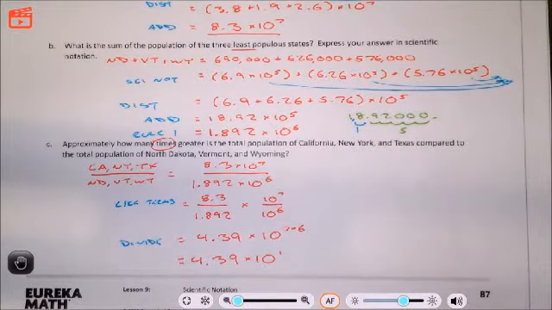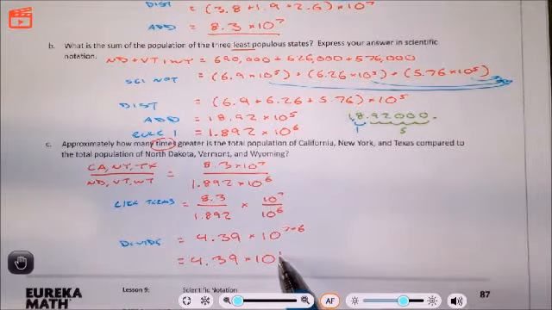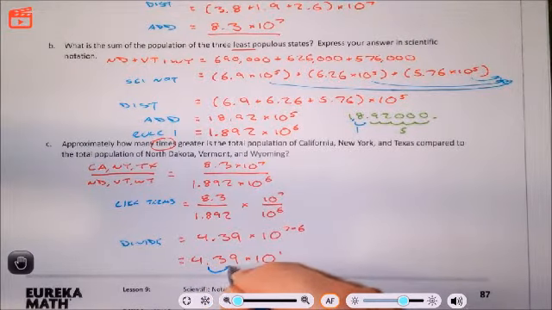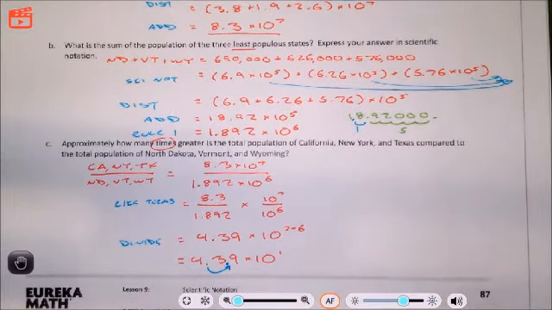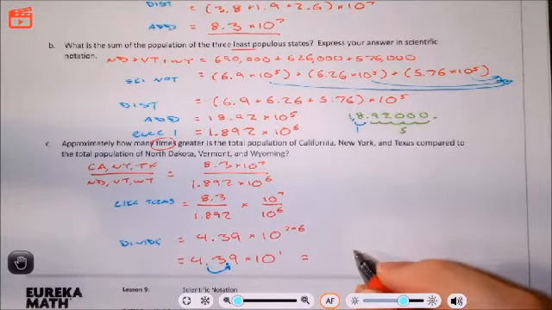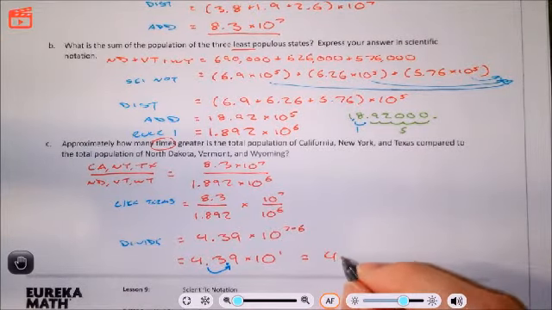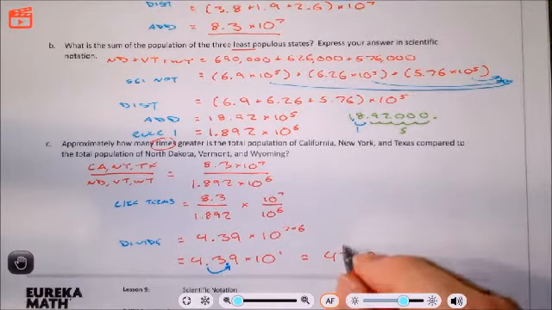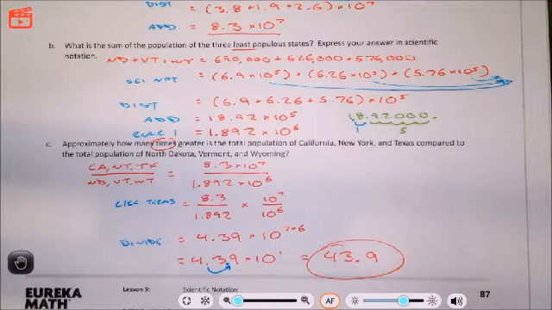Or you can say 4.39 times 10, which means it's getting bigger. This number is changing by 1 place value because the exponent is 1. And it's getting bigger because the exponent is positive. So positive means bigger by 1 place value, which means the decimal is making 1 jump to make the number bigger. So how many times more people are in the most populous states? 43.9 times as many people in the 3 most populous states than in the 3 least populous states.